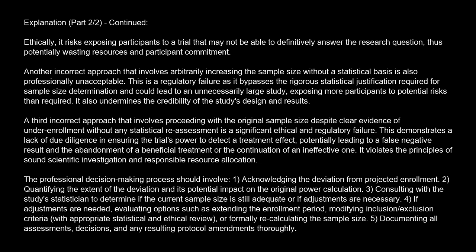The professional decision-making process should involve: 1. Acknowledging the deviation from projected enrollment. 2. Quantifying the extent of the deviation and its potential impact on the original power calculation. 3. Consulting with the study statistician to determine if the current sample size is still adequate or if adjustments are necessary. 4. If adjustments are needed, evaluating options such as extending the enrollment period, modifying inclusion/exclusion criteria with appropriate statistical and ethical review, or formally recalculating the sample size. 5. Documenting all assessments, decisions, and any resulting protocol amendments thoroughly.